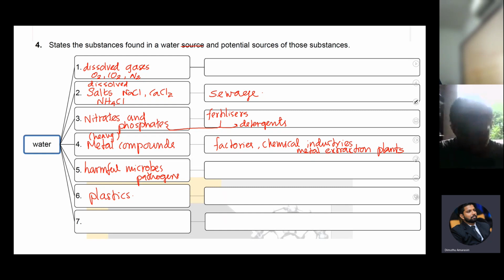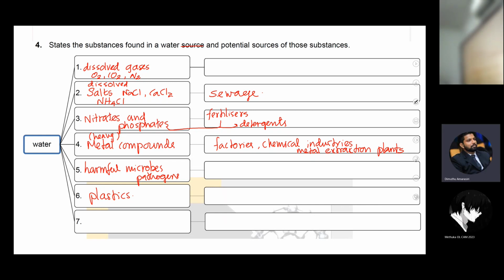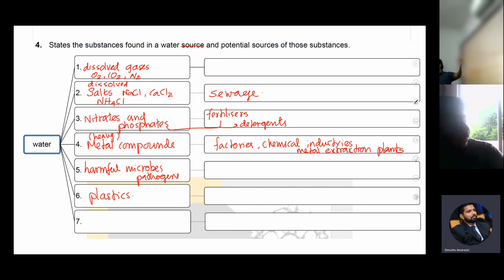You're done? Okay, dissolved gases, oxygen, carbon dioxide, nitrogen, they all are important for aquatic ecosystems, and even some salts are important, right? For example, we can't drink 100% distilled water. Why?